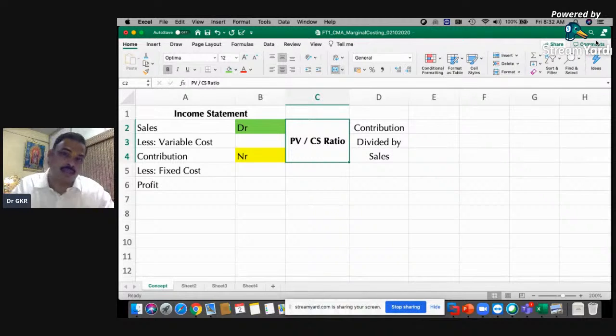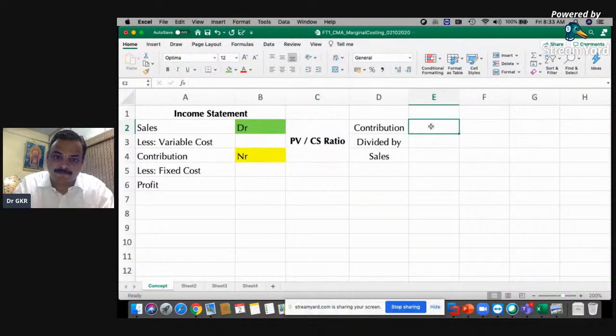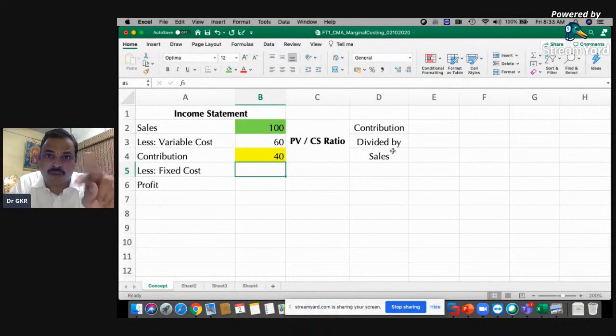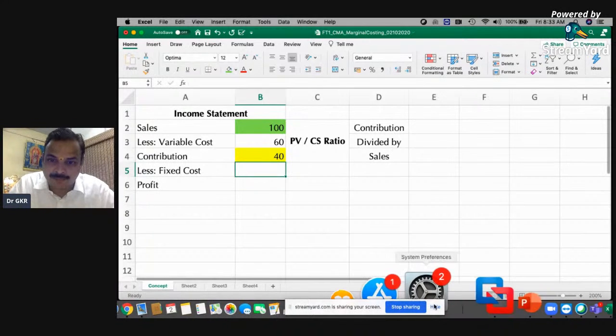This is a very, very important number. Why? Because the opposite of this, 1 minus CS ratio, is your VC ratio, that is variable cost ratio. Because if sales is 100 and variable cost is 60, contribution is 40. So naturally 40 by 100 is 40%. And 60 by 100 is 60%. So it goes without saying that variable cost ratio plus PV ratio is equal to 100% of sales. With this, we are going to do a lot.